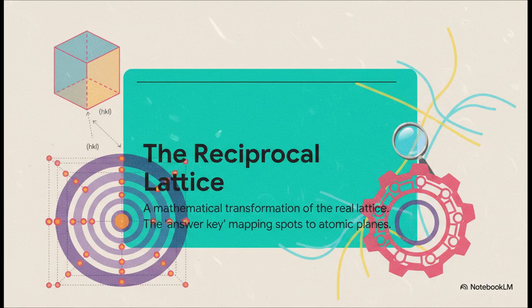This is where we get our decoder ring. It's called the reciprocal lattice. This is the answer key. It's a mathematical transformation of the real lattice, and it's the tool that lets us do the translation. Every single dot we see in our diffraction pattern is one point on this reciprocal lattice. And because we know each point maps back to a specific HKL plane, we can start to solve the puzzle.